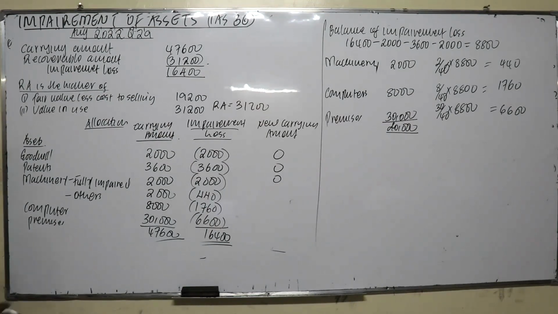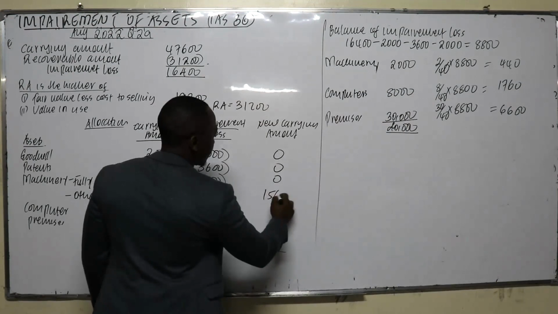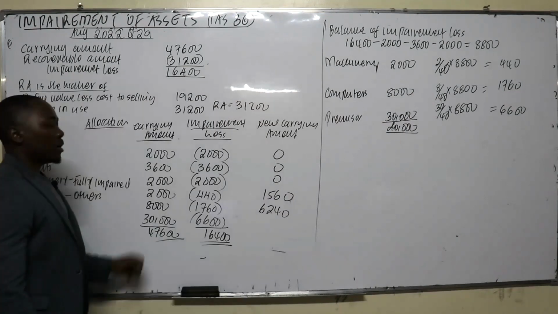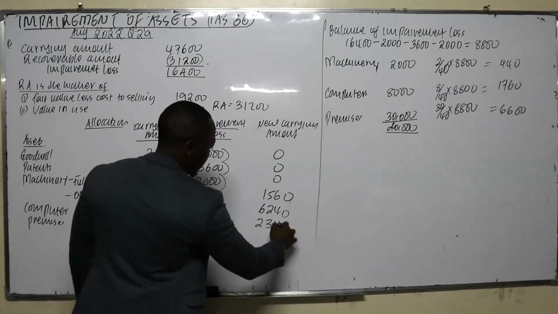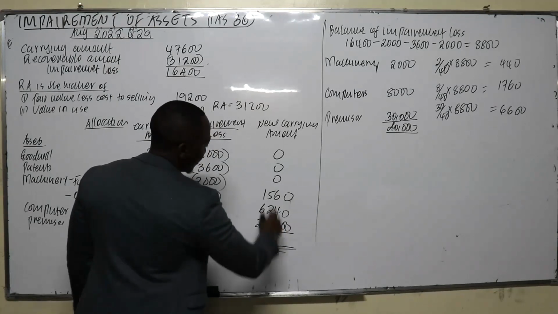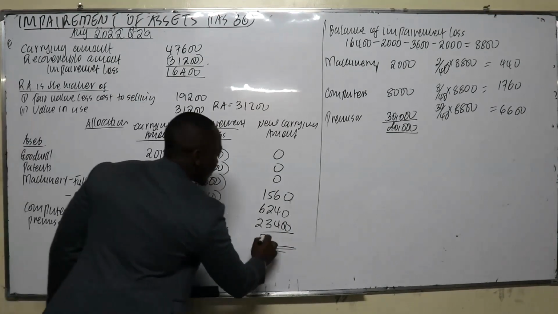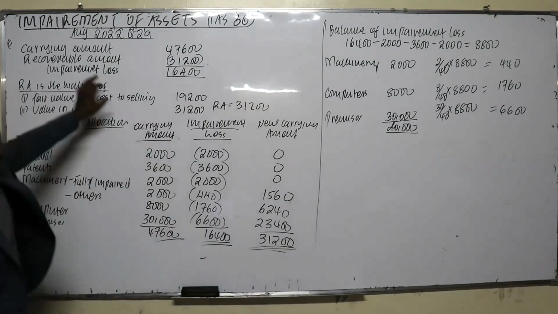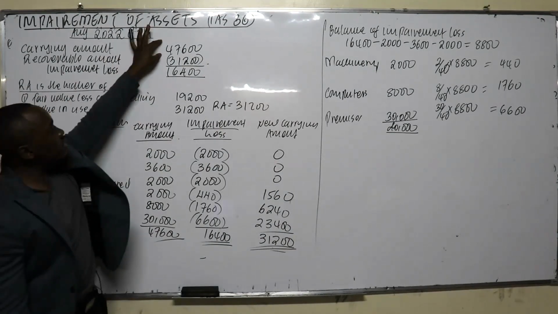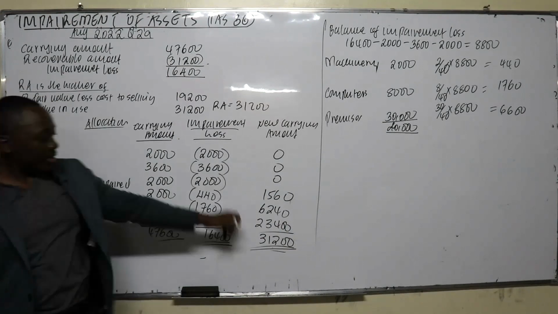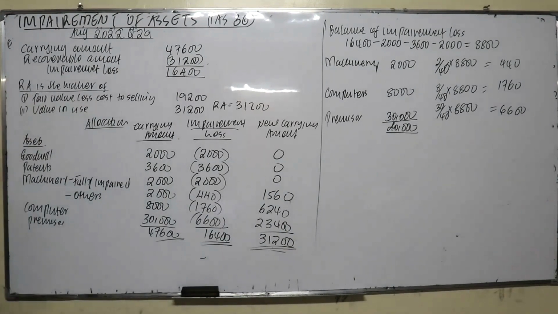So now give me the new carrying amount. This one will be 1560, right? This one will be 6240. And this one will be 23,400, right? Of which this is the new carrying amount. Remember, the carrying amount was 47,600. You subtract the impairment loss of 16,400. You get an amount of that one. That's how you do the allocation. And that's how you're getting your 10 marks.